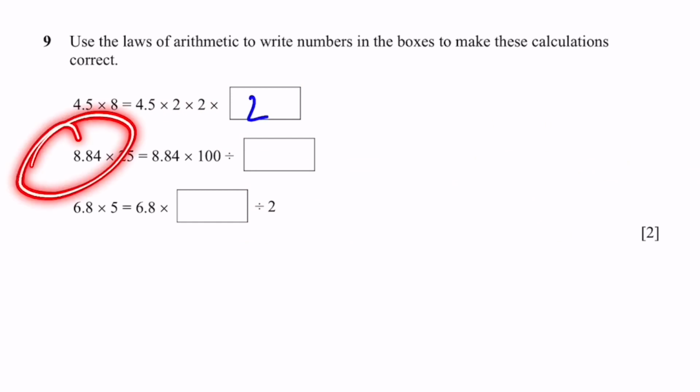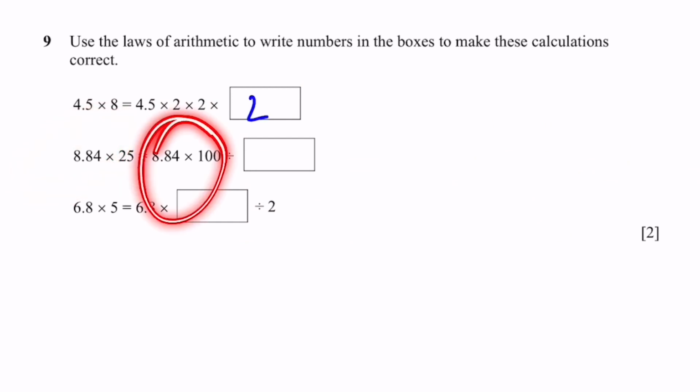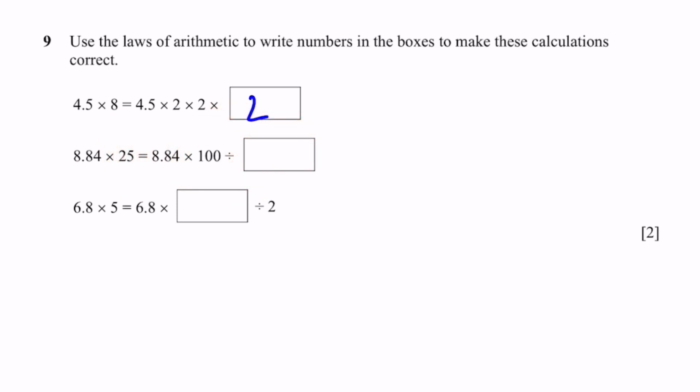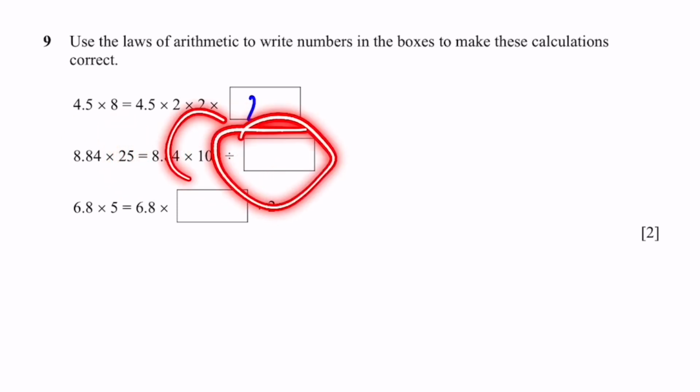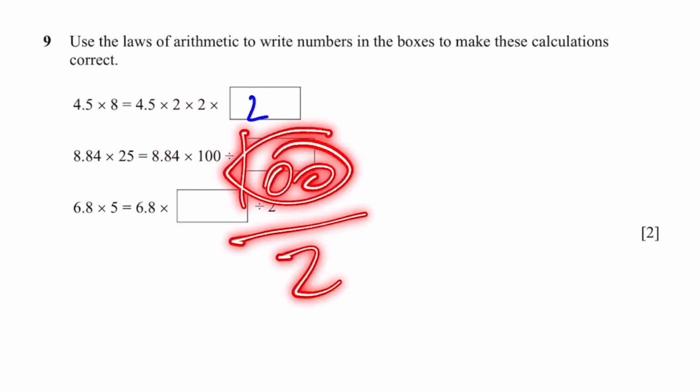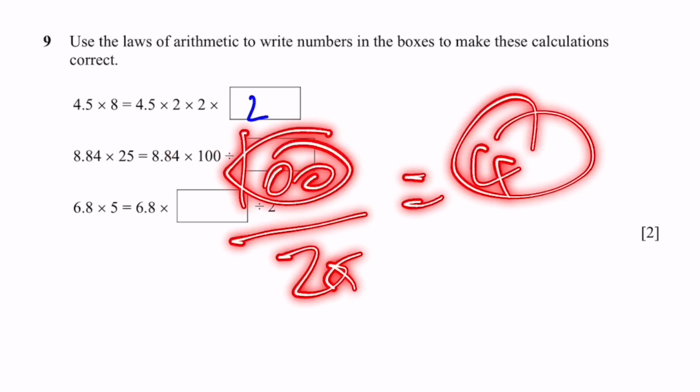Next, 8.84 times 25 is equal to 8.84 times 100 by dash. We can cut out the 8.84 here. So we get 25 equals 100 by dash. That means 25 times this is equal to 100, and this is equal to 100 by 25, which is equal to 4.